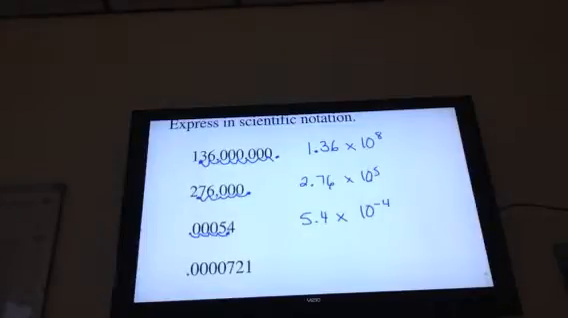And on my next one, which is similar to that one, I'm going to move my decimal till I'm right there, between the 7 and 2. So 1, 2, 3, 4, 5. 7.21 times 10 to the negative 5th power.